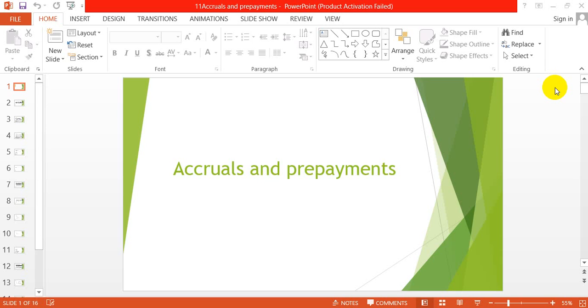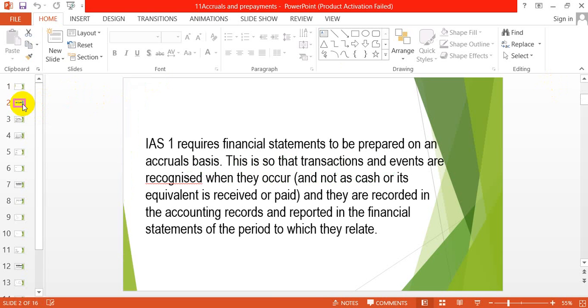Today we look at accruals and prepayments. What are these accruals and prepayments? We've got a standard, IAS 1, which requires that when preparing financial statements, these should be prepared on an accruals basis.